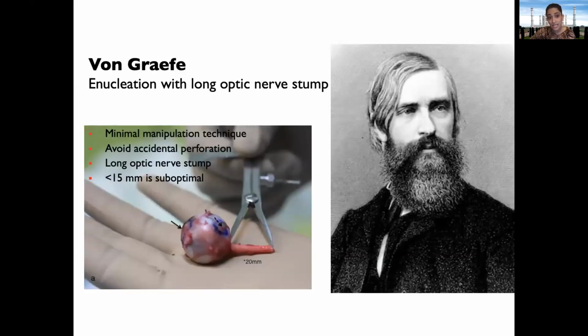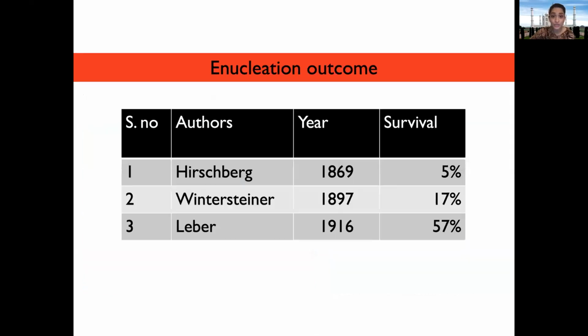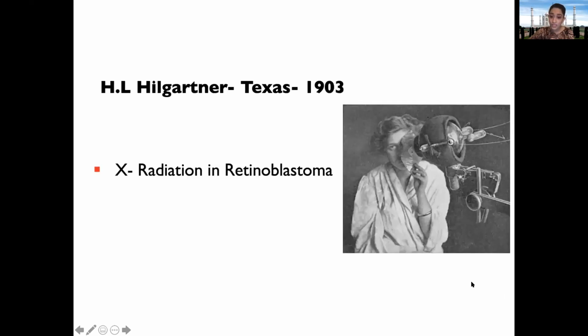In the 18th century, von Graefe identified the optic nerve extension of retinoblastoma, and he advised the correct technique of enucleation with a long optic nerve stump, which all of us follow very strictly at this point in time in the 20th century. So the enucleation outcome in the 18th century was not impressive. The survival was reported to be 5% by Hirschberg and 57% by Leber. So in fact, there was a need for something more in order to improve the outcome in retinoblastoma.